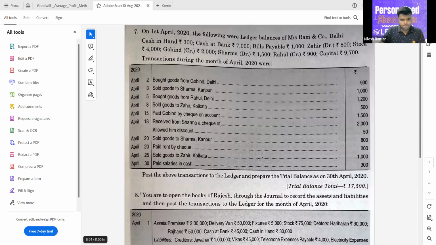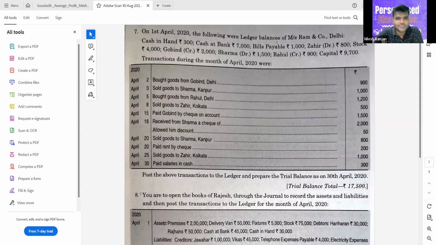On 1st April 2020, the following were the ledger balances of Mrs. Ram and Co., Delhi. Cash in hand, rupees 300. Cash at bank, rupees 7,000. Bills payable, rupees 1,000. Zahir, debtor, rupees 800. Stock, rupees 4,000.